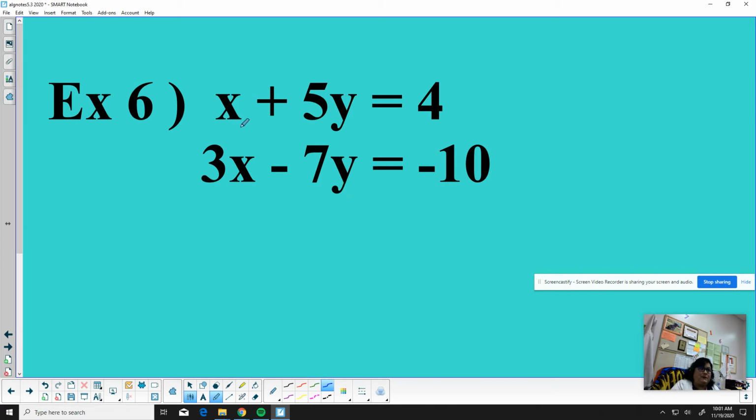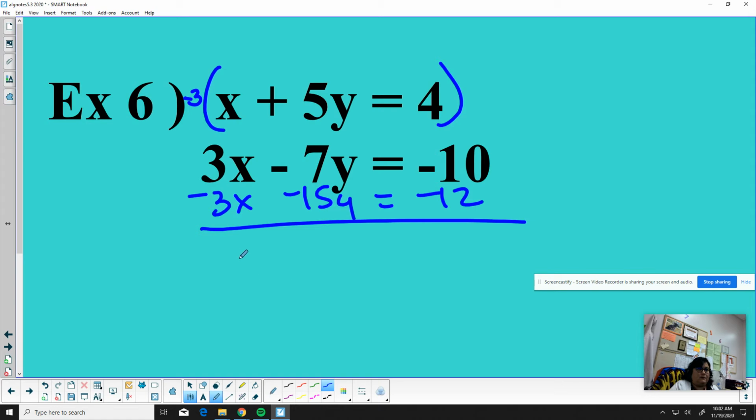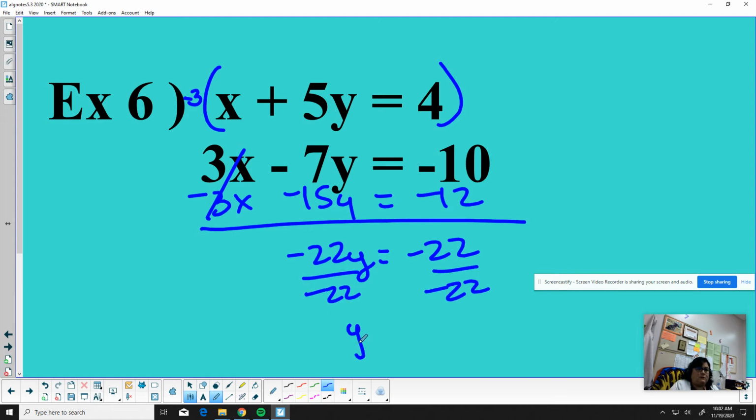So I'm going to multiply this top one by -3. So that's -3x minus 15y equals -12. So the x's cross out. This is -22y and -22. So if I divide by -22, y is 1.